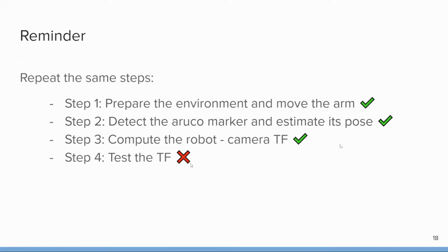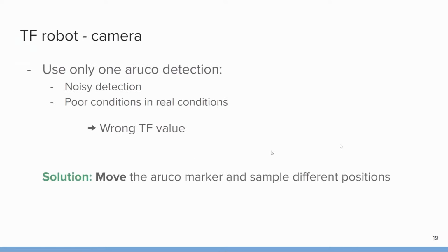So what might be causing this? Well, the first thing is that I was using only one Aruko detection in the simulated universe. Since the conditions were really perfect, it gave the perfect, correct TF. However, in the real world, we have noise and some poor conditions, which may lead to wrong TF values. So my solution in that case was to move the Aruko marker, sample a lot of different positions in space, and compute the TFs corresponding to each position.